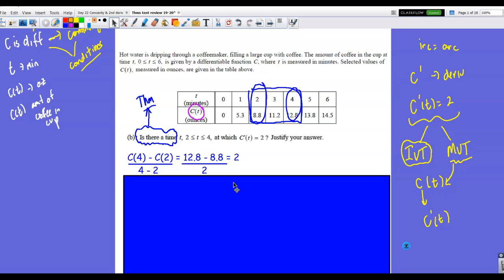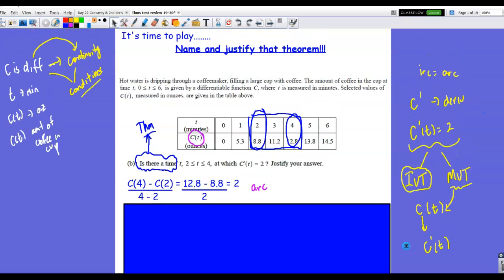So I'm calculating the original function, c of 4 minus c of 2 over 4 minus 2, and the average rate of change that I calculate is an average rate of 2, which works out beautifully. Since the average rate of change is 2, and the conditions are met, remember, they told us that c is a differentiable function, which means that c is a continuous function. So the conditions of the mean value theorem are met.